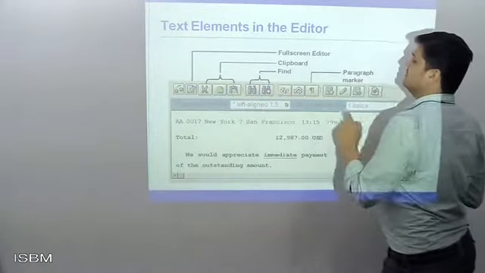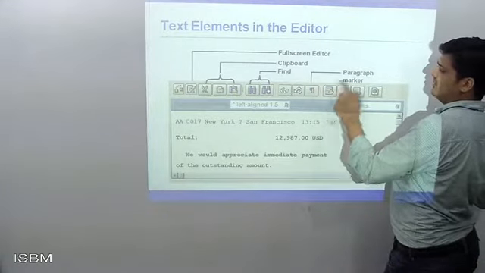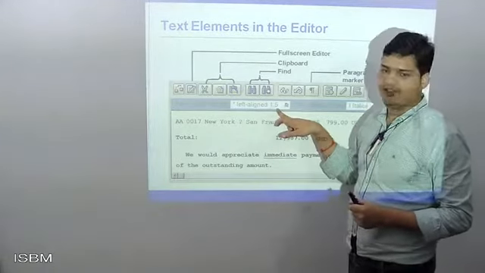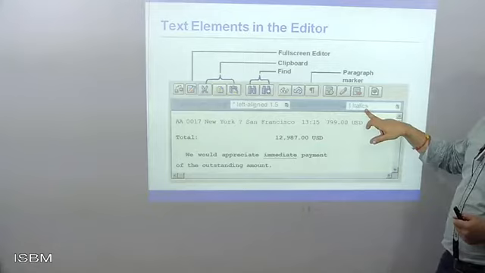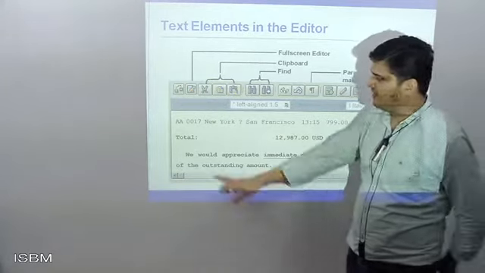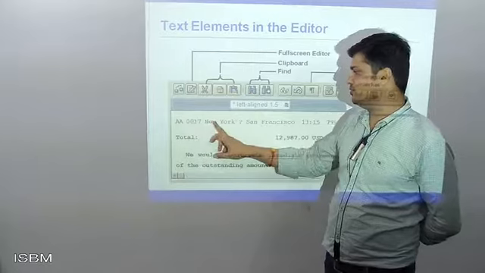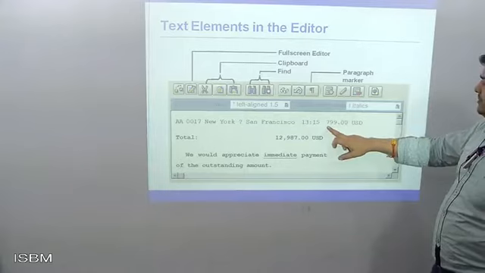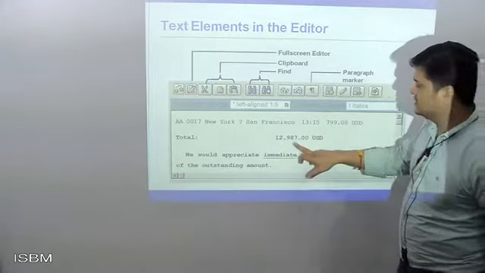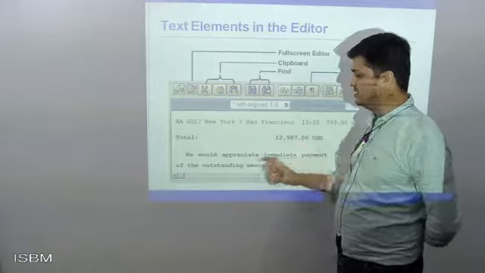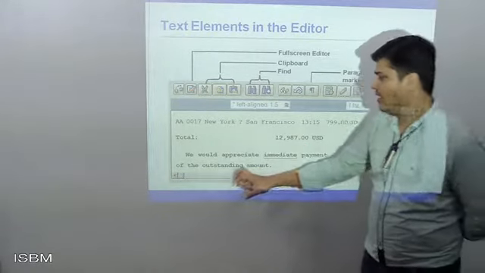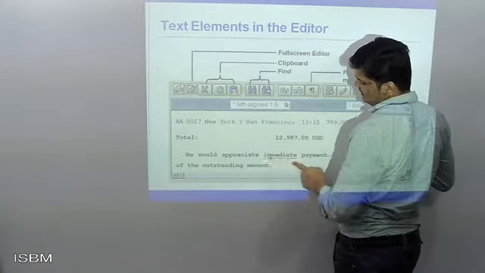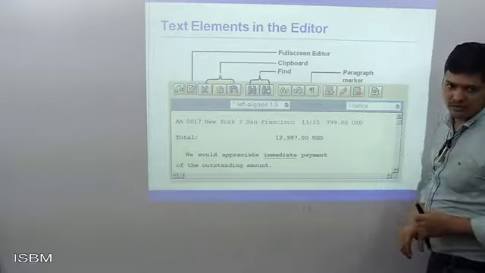If you want to find this, then we have a paragraph marker. This is a paragraph marker, whichever way you want. You can see that we have a paragraph format, align 1.5, and character italics. So what we have done, we have written AA0017, the flight from New York to San Francisco, 1350, which is the departure time. It is USD and the total is 12,987 USD. We would appreciate immediate payment of the outstanding amount. They have asked that you put an underline.